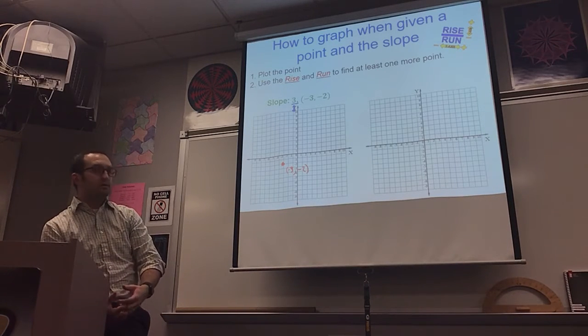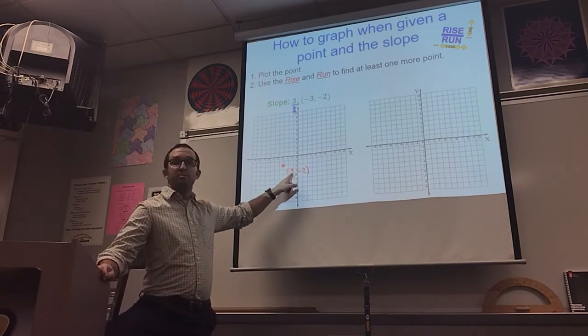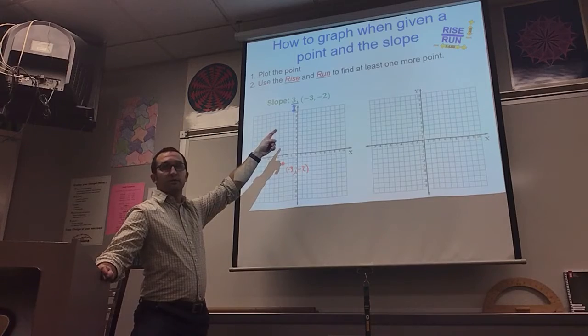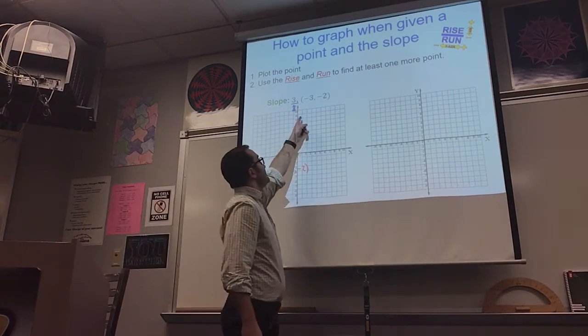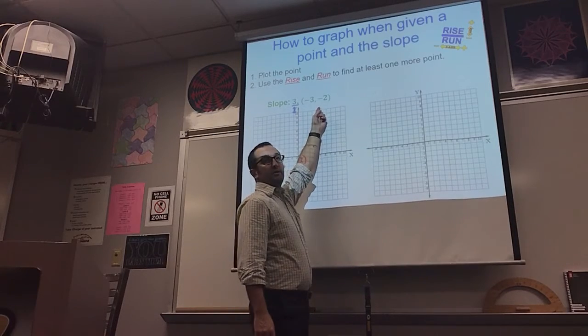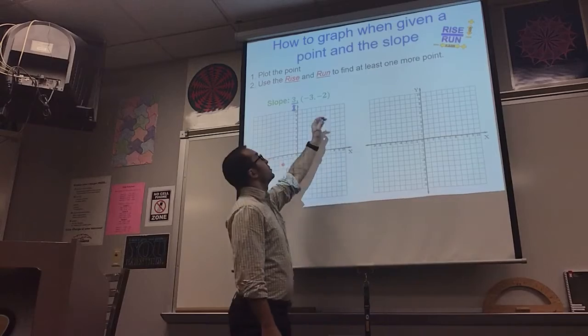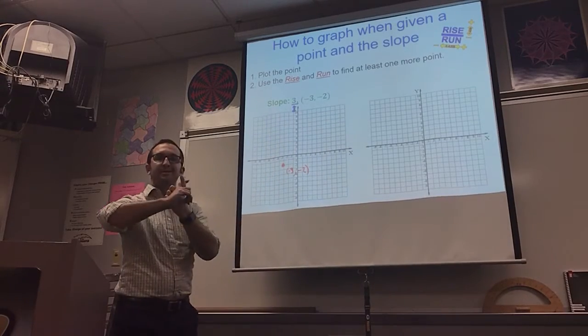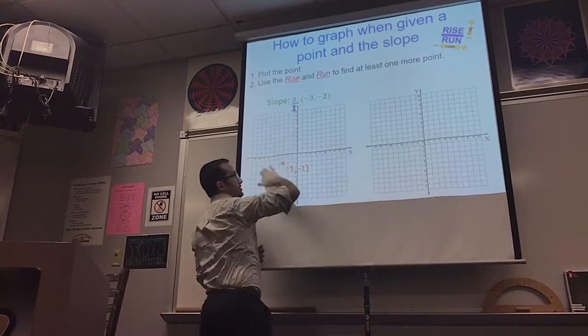Negative 2, I could rise up 2 and then go to 3. All right, so there's your point of confusion. This is a point. This is an ordered pair. That's the point we start from. That's a starting point, so this has nothing to do with our slope. What's our slope? 3. This is our point. So we're graphing when given a point and the slope. This is our starting point, and this is our slope.